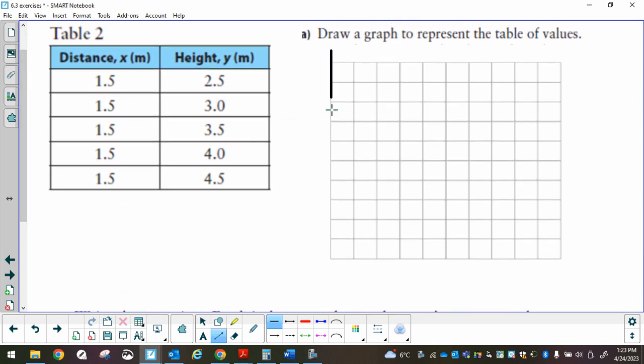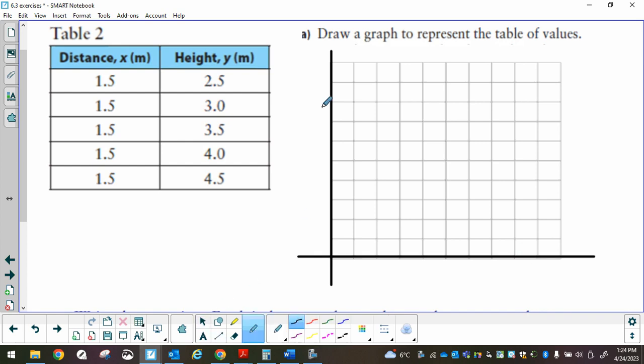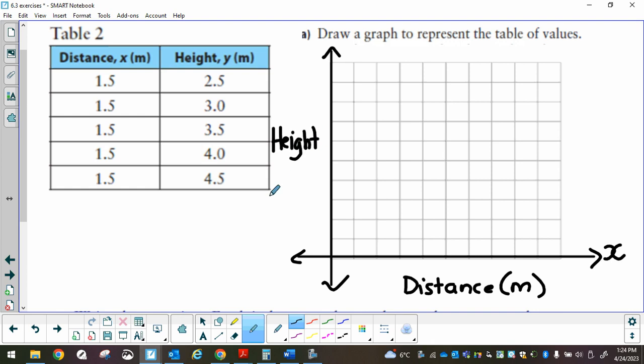So create my axes. Okay, sketch this with me. The distance is in meters on the x-axis. Height is also in meters on the y-axis.